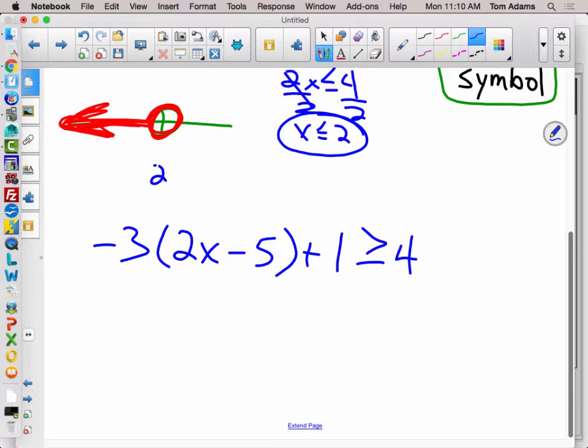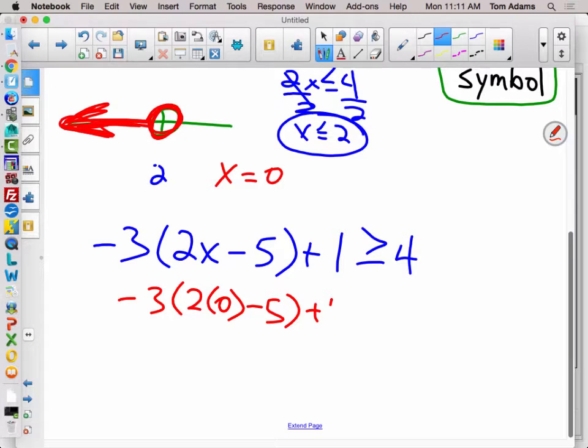Now I'm pretty smart, so I'm going to pick a number that's really easy to use. 0. Right? So I'm going to say let x equal 0. So now if that's the case, then I get negative 3 times 2 times 0 minus 5 plus 1 greater than or equal to 4. This goes to 0. Negative 3 times negative 5 is positive 15 plus 1. I don't have to go any further because 16 is greater than or equal to 4.